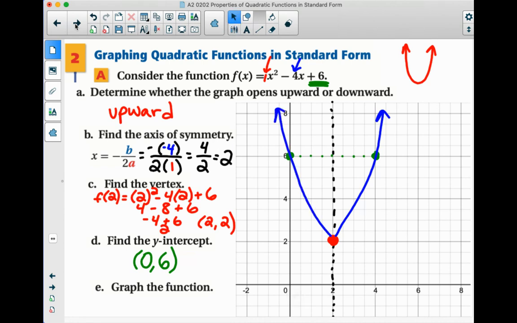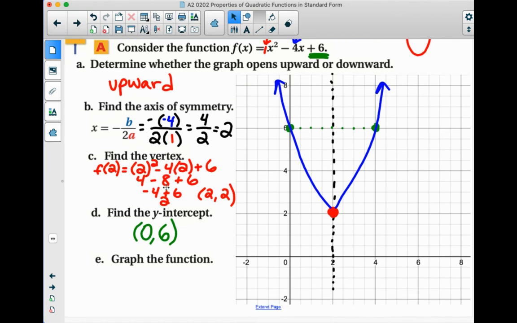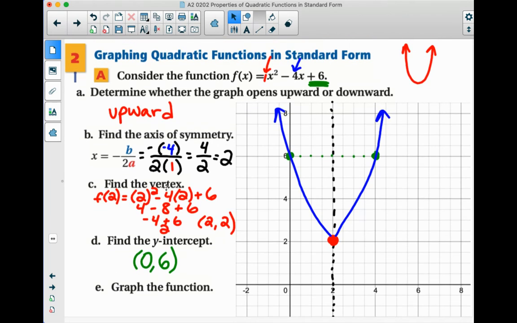It's so much fun to graph parabolas. I love graphing parabolas. You know the song. Sing along, kids.